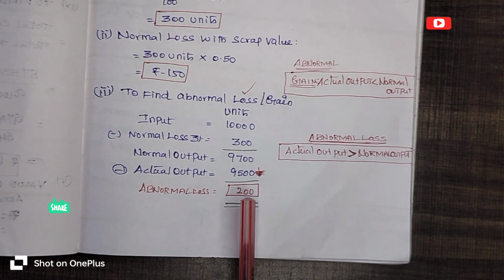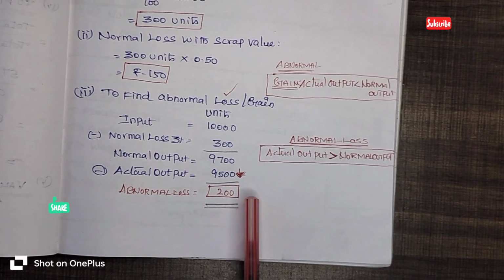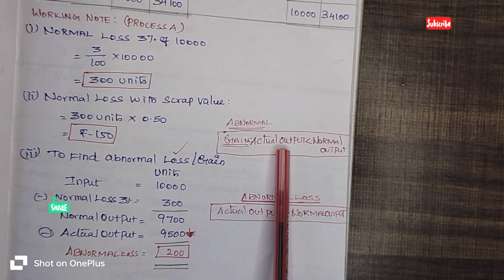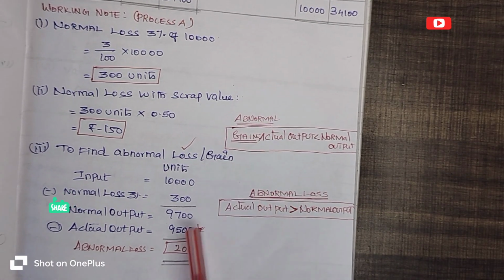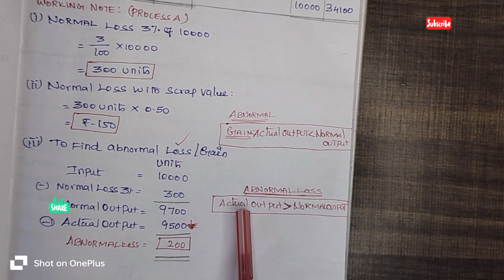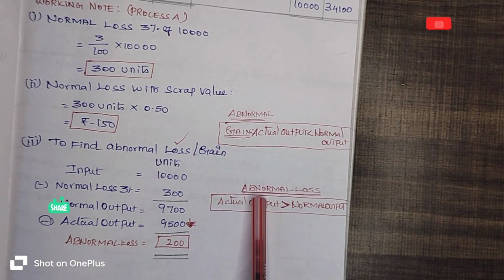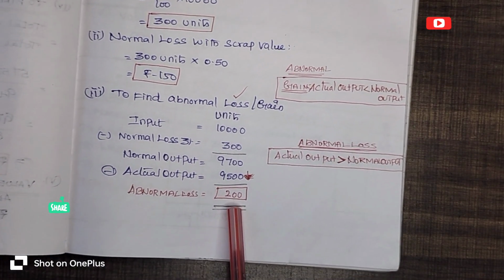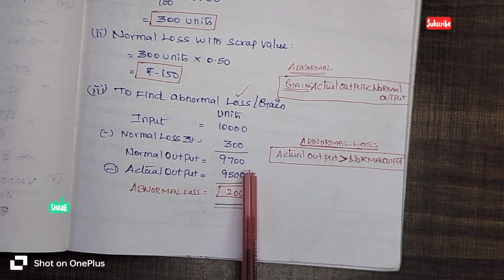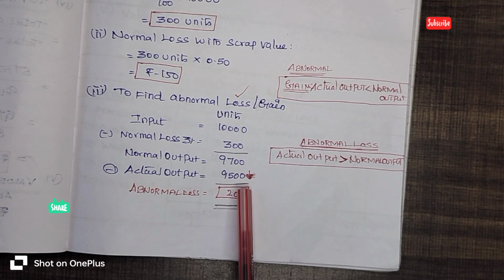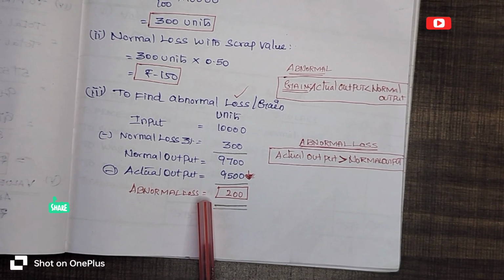How can you find out? Listen, we have a format to find out whether it is an abnormal loss or gain. If the actual output is greater than the normal output, then it is called abnormal gain. If the actual output is lesser than the normal output, then it is called abnormal loss. As per the format, here the actual output is lesser than the normal output, so it is called abnormal loss.